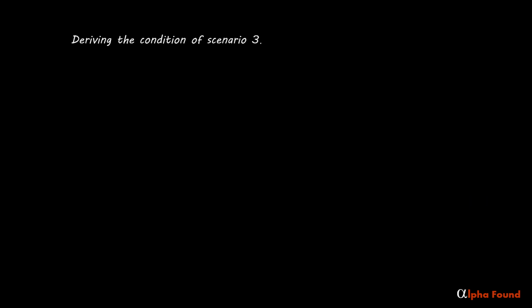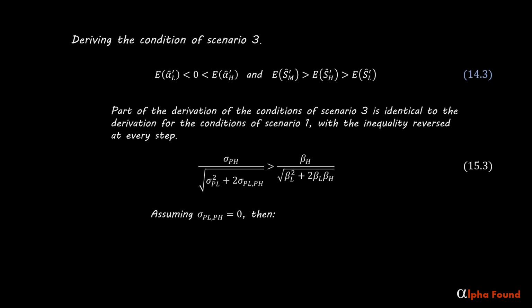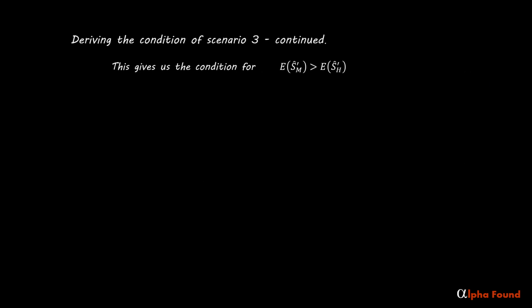Now let's look at scenario 3. Part of the derivation of the conditions of scenario 3 is identical to the derivation for the conditions of scenario 1, with the inequality reversed at every step. Assuming the covariances between perturbations is 0, then this gives us the condition for when the expected Sharpe ratio of the market is greater than the expected Sharpe ratio of the high CAPM beta portfolio. Now we need the condition for when the expected Sharpe ratio of the high CAPM beta portfolio is greater than the expected Sharpe ratio for the low CAPM beta portfolio.